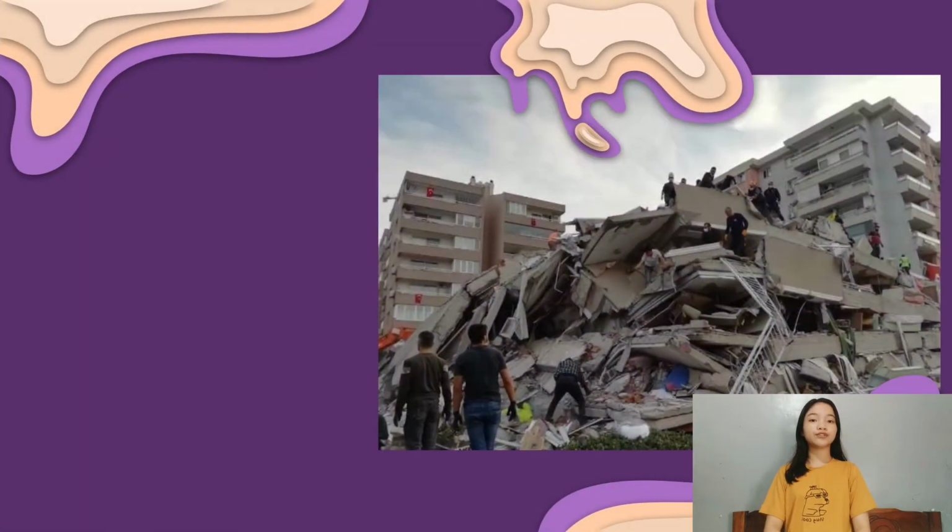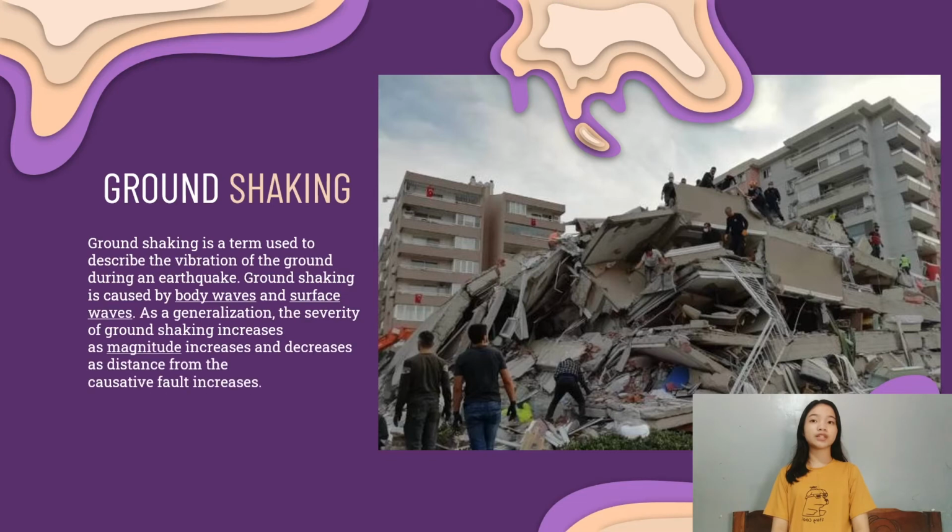So now let's proceed to the first primary hazard of an earthquake, which is ground shaking. Ground shaking is a term used to describe the vibration of the ground during an earthquake. It is mainly caused by body waves and surface waves. As a generalization, the severity of ground shaking increases as magnitude increases and decreases as distance from the causative fault increases. So basically, we can say that the severity of ground shaking is directly proportional to the magnitude, while it is inversely proportional to the distance from the causative fault.